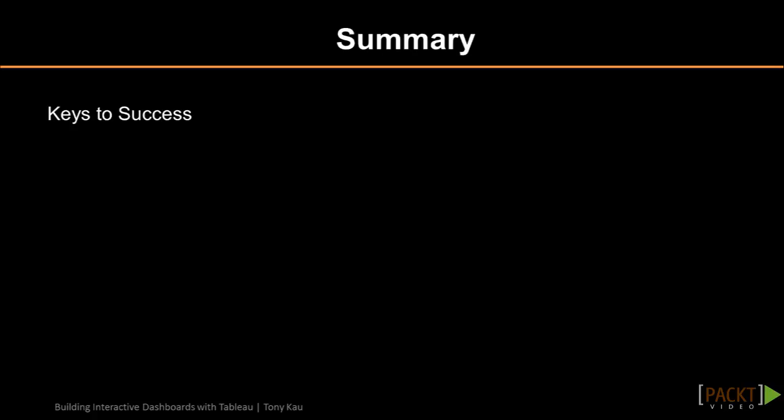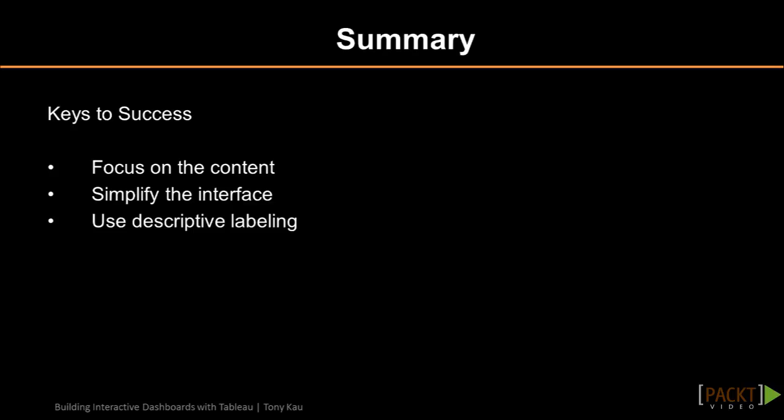To recap, we've set ourselves up for success by keeping in mind the key elements of an executive or strategic dashboard. Number 1, focus on the content. Don't flood the viewer with non-vital information. Number 2, simplify the interface, if it has one at all. We need to make it foolproof without instructions to our user. Number 3, use descriptive labeling. We want to essentially write a sentence with our key numbers to help the user quickly understand the information.